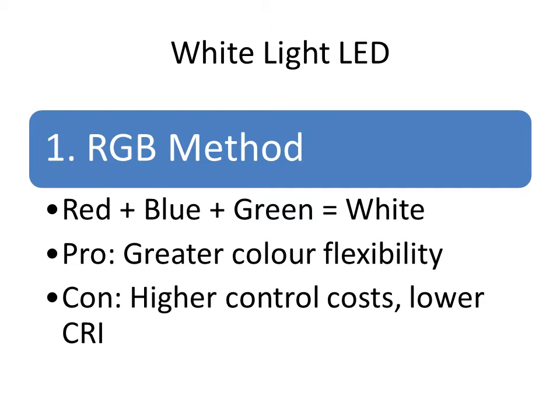There are two methods to create white light with LEDs. The first is to combine red, blue, and green LED light. This method allows greater color flexibility for varying shades of white light, but the different color LEDs respond differently depending on temperature and current, which results in higher control costs for color consistency. This method is often used for custom architectural lighting.